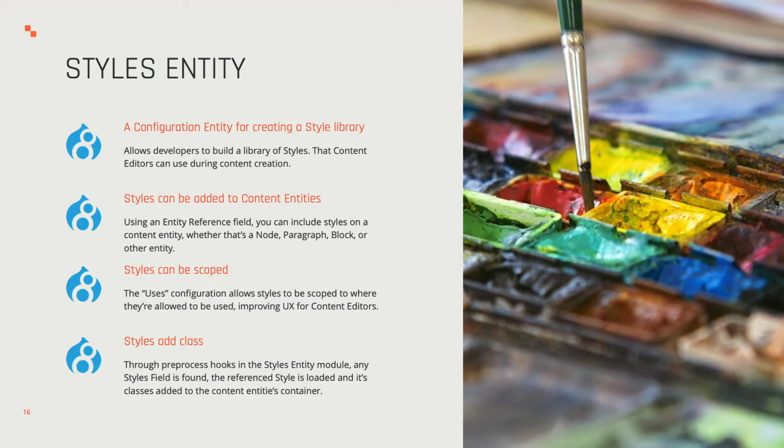And in the end, all the style is doing is adding one or more classes to the container of the content entity you're referencing it from. Whether that's a paragraph or a node or a block or any other content entity. This also works through an extension of the entity reference field, so that all you're doing is referencing your styles entity on a piece of content, and that's how you bring it in.